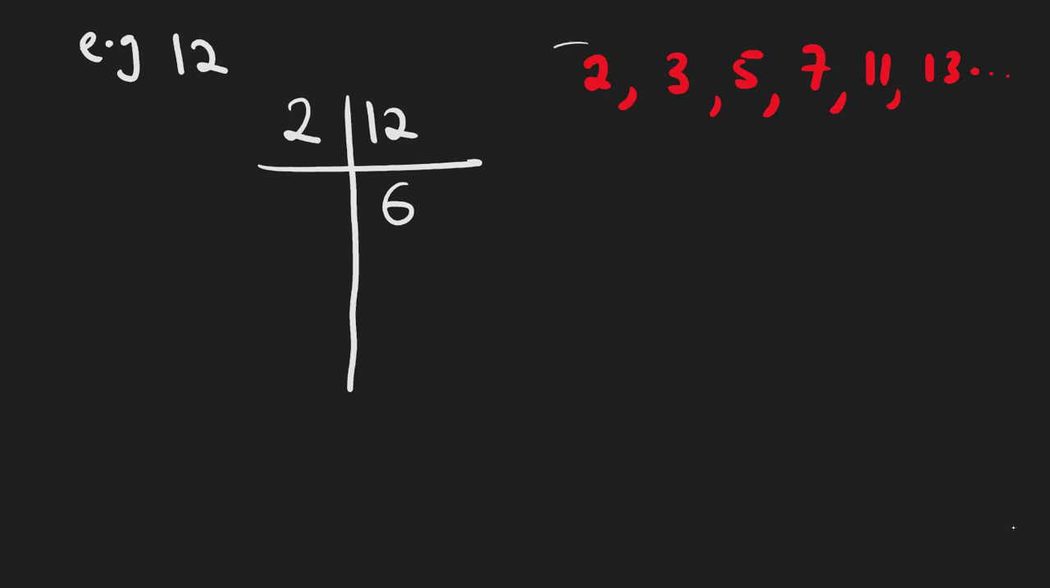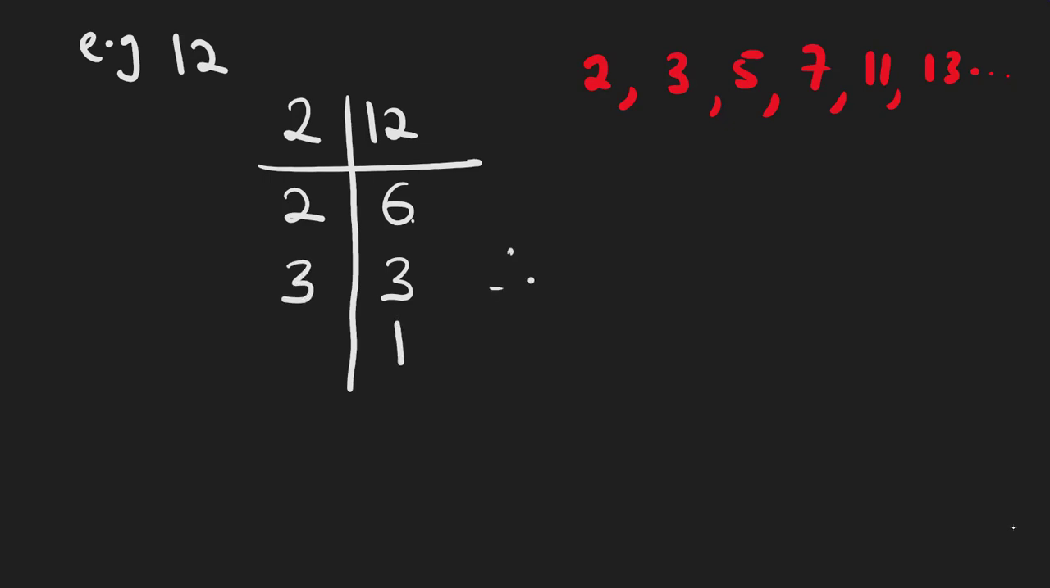Can 2 divide 6 without any remainder? Yes. 6 divided by 2 is 3. So 3. Can 2 divide 3? Of course no, because 3 is a prime number. So since 2 cannot go, you're through with this 2. You move to 3. Can 3 divide 3? Yes, because 3 divided by 3 is 1. So we write 3 here.